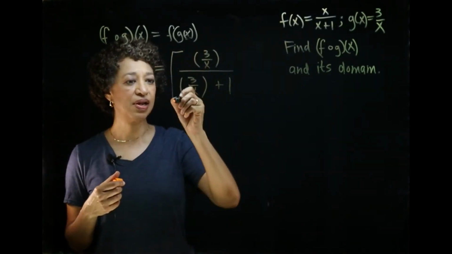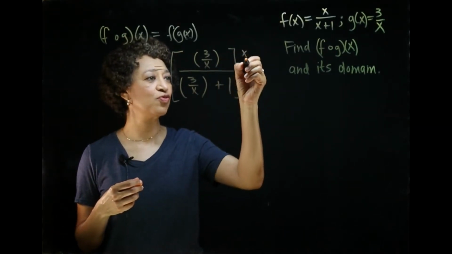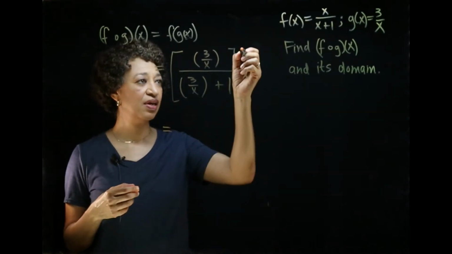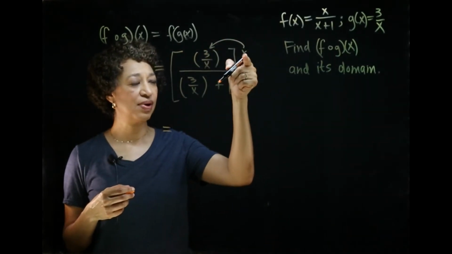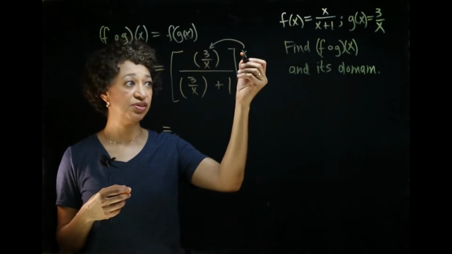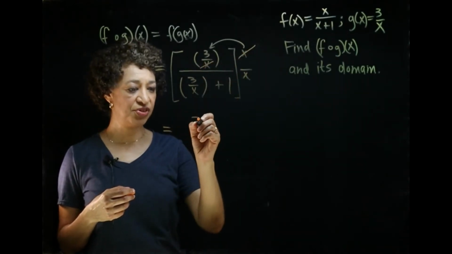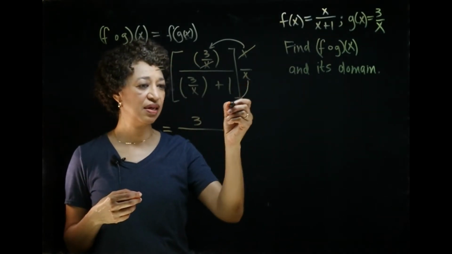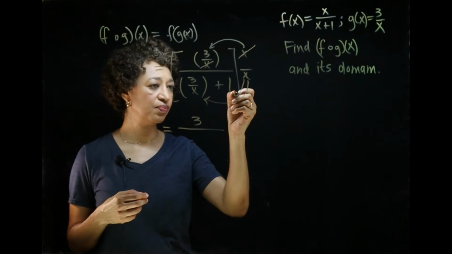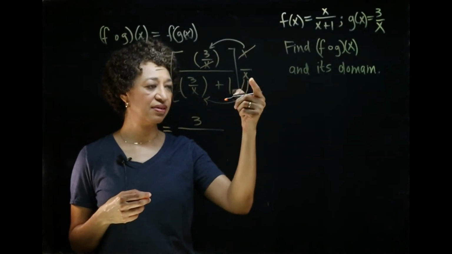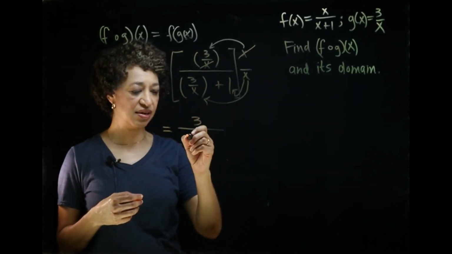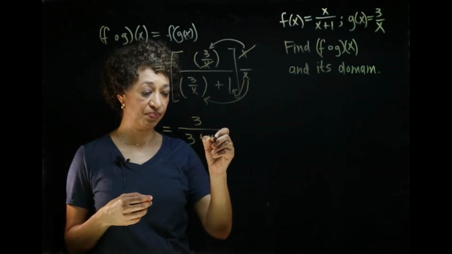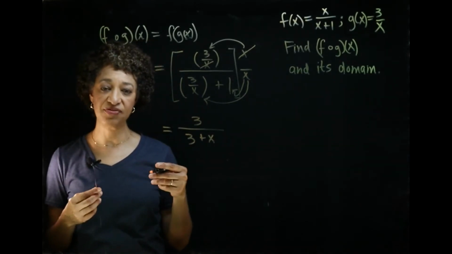So I'm going to multiply by a clever form of 1 in order to simplify this complex fraction. When I multiply the numerator by x, the x's will cancel. Do you see that? And I end up with just 3. And when I multiply the denominator by x, well, I'm going to have to distribute here. And I get the x's canceling again here. And then x times 1 is just x. So that's the composite function f of g of x.